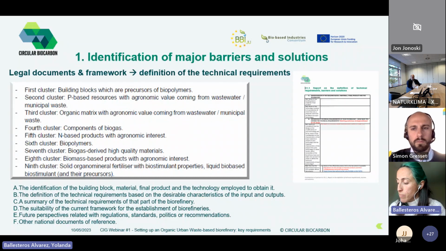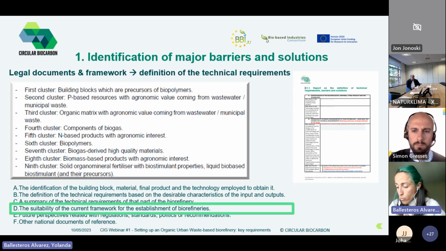This questionnaire, if you remember, gathers each one of the aspects that have been considered relevant for the design and implementation of the biorefinery. Out of the parts A to F we have explained in the previous presentation, one of them contained questions about the barriers identified, especially in relation to those barriers of policy or institutional nature. It was the group of questions included within D, which addresses the suitability of the current framework for the establishment of biorefineries. The questions were replied for the different building blocks, materials, and end products, as well as for the biorefinery concept as a whole and for the feedstocks.